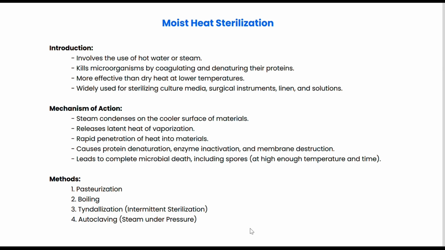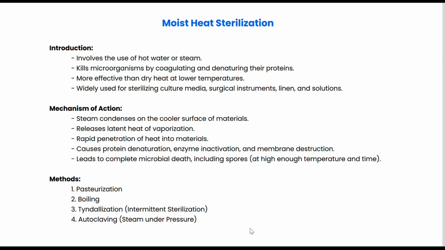The main way moist heat works is by coagulating and denaturing the proteins inside the microorganisms. Remember, proteins are like the machinery inside every living cell. When heat messes up their structure, the cells can no longer survive. Because of its efficiency and reliability, moist heat is widely used for sterilizing culture media, surgical tools, hospital linen, pharmaceutical solutions, and many more items.